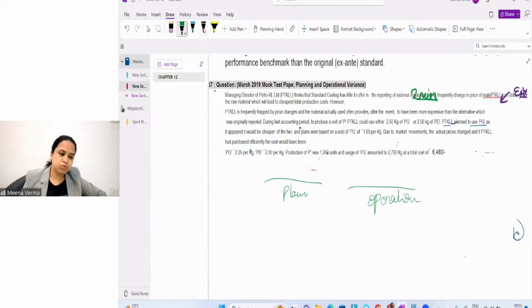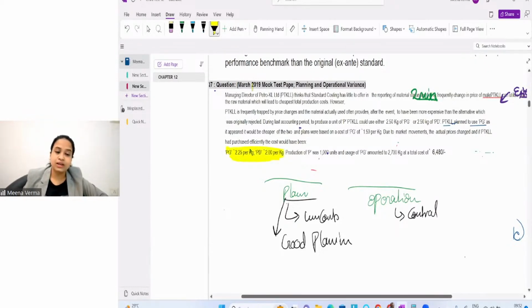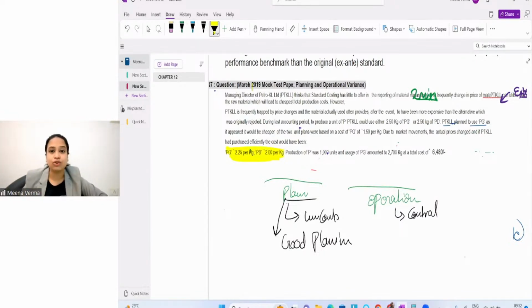Right? And the point is that all of this can be controlled. The planning level variation can be controlled by good planning. If you do good planning, it is possible to control it. Now, in this question, they have given you an option of a good plan. What good plan? Here, the strategic level management has the option to buy a cheaper product, at a cheaper price.